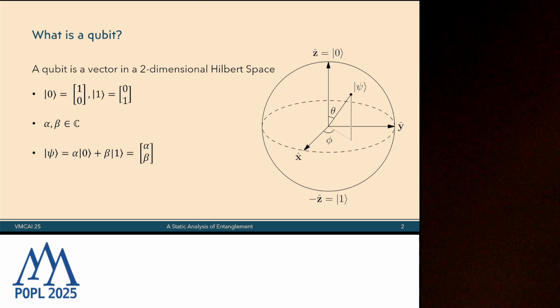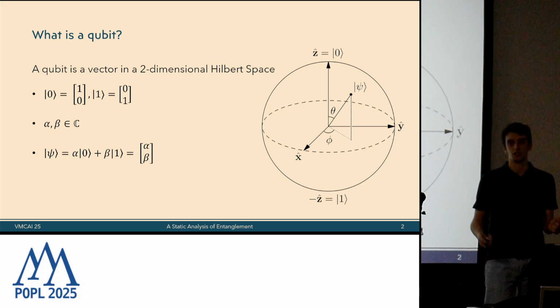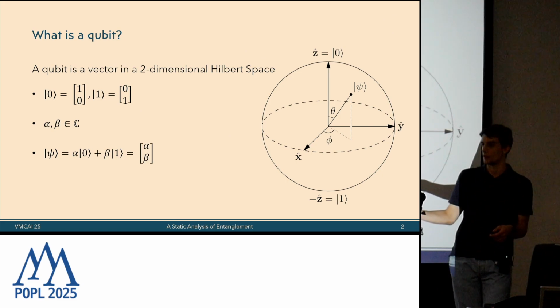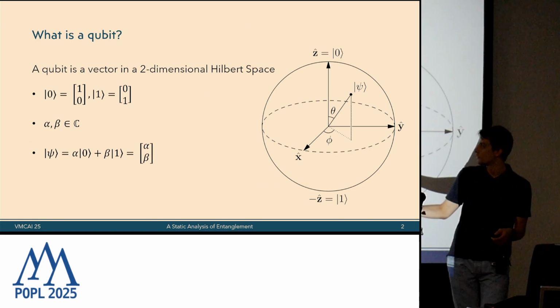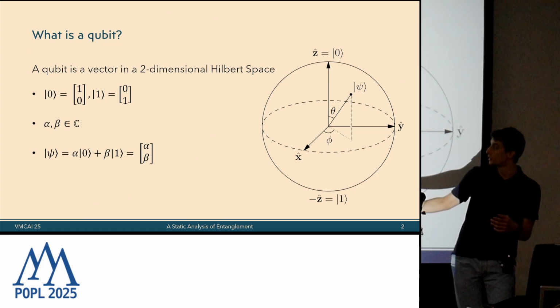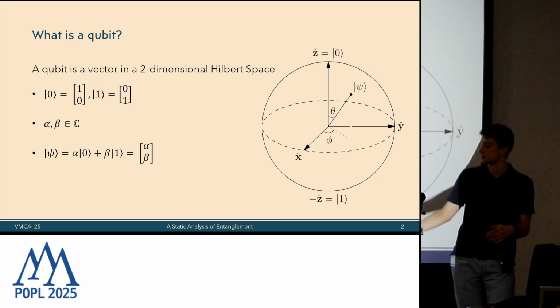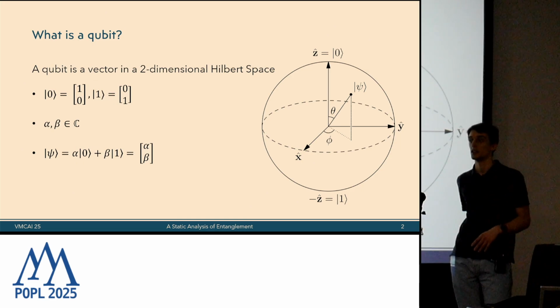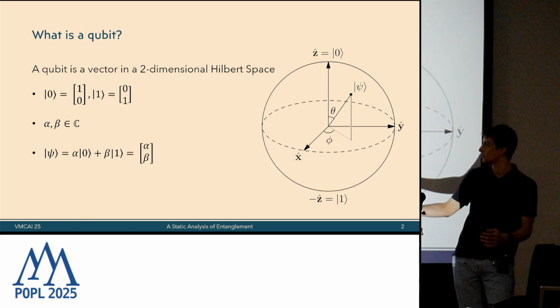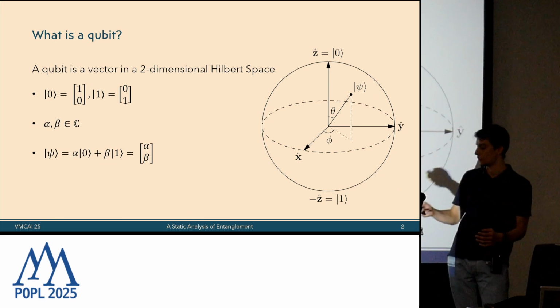Then we will have two complex coefficients, since a Hilbert space is a complex vector space. And the value of the qubit will be a linear combination of these two base values. And here we see the main difference with classical computation, since the value of a qubit is a linear combination, or as the physicists say, a superposition between the two values. This means that a qubit is not only 0 or 1, but can be both 0 and 1 together, with some amplitudes that are indicated by the complex coefficients.